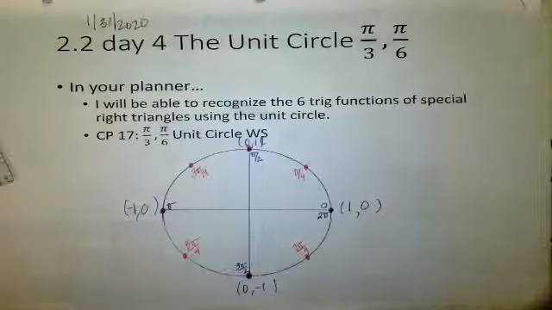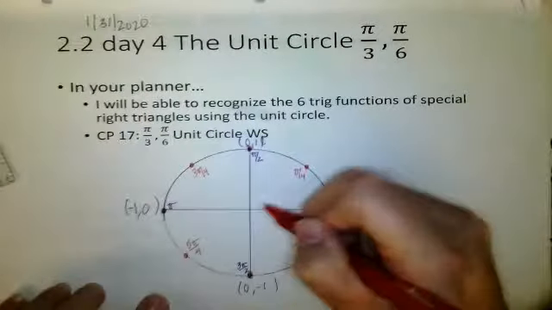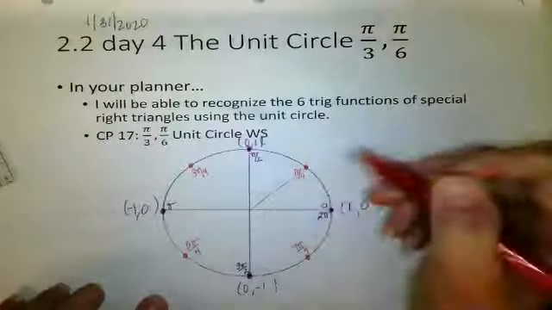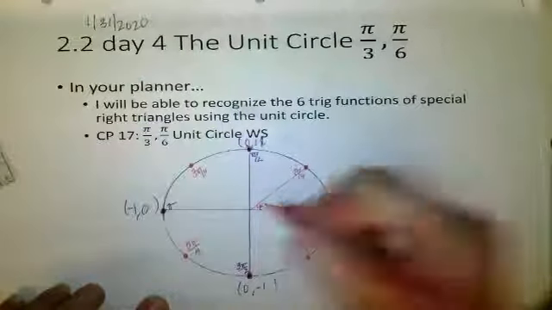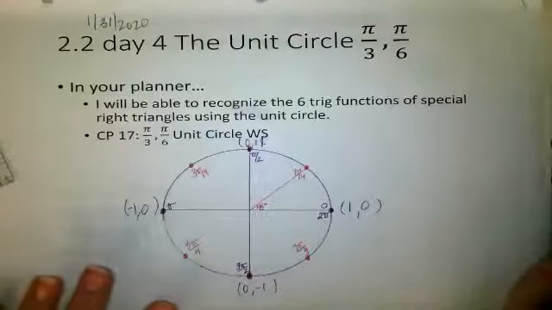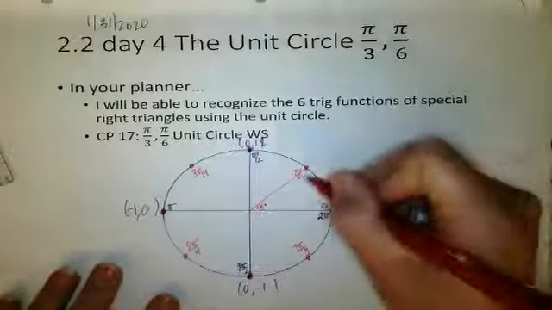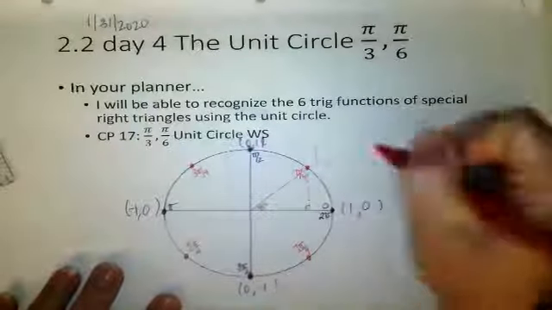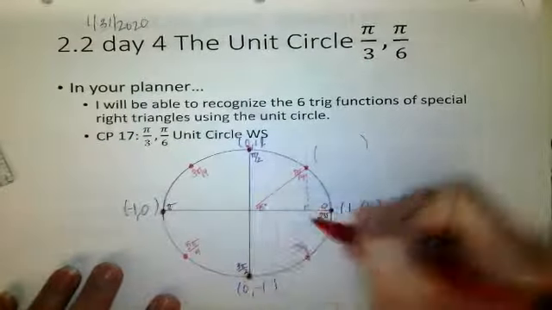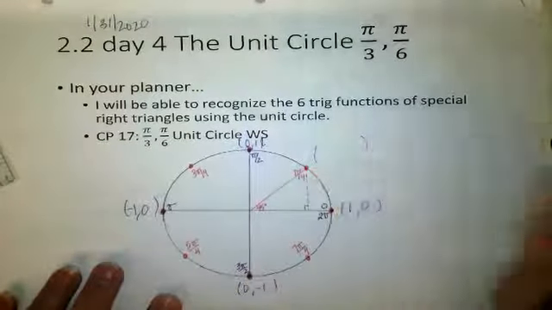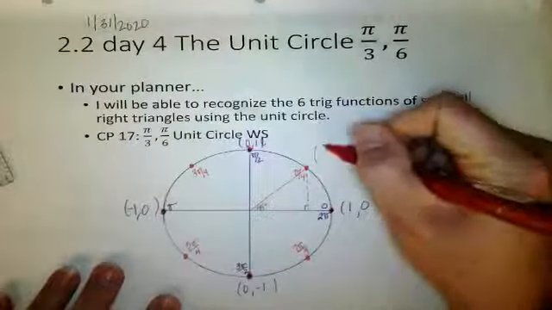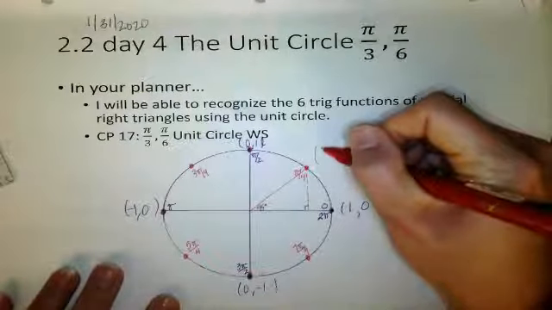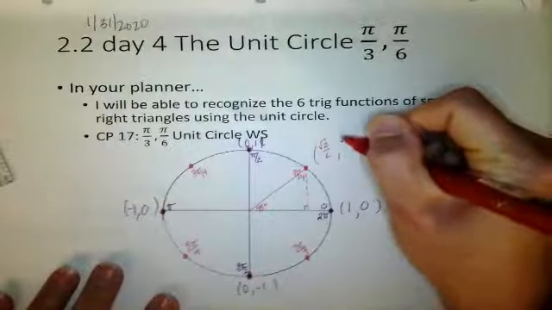So the pi over 4 we found out was the same as a 45-degree angle, which makes this a 45, 45, 90 triangle. And we learned then that the leg length in the x direction and in the y direction would land us at what ordered pair? Radical 2 over 2 and radical 2 over 2.